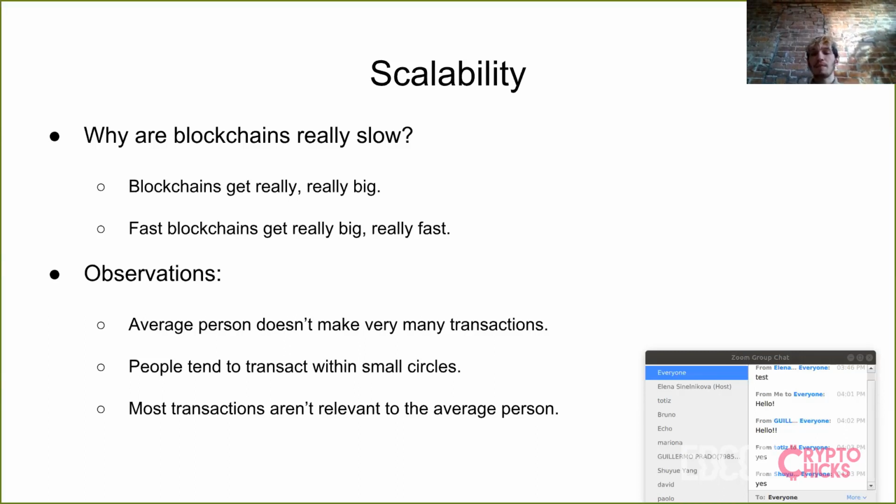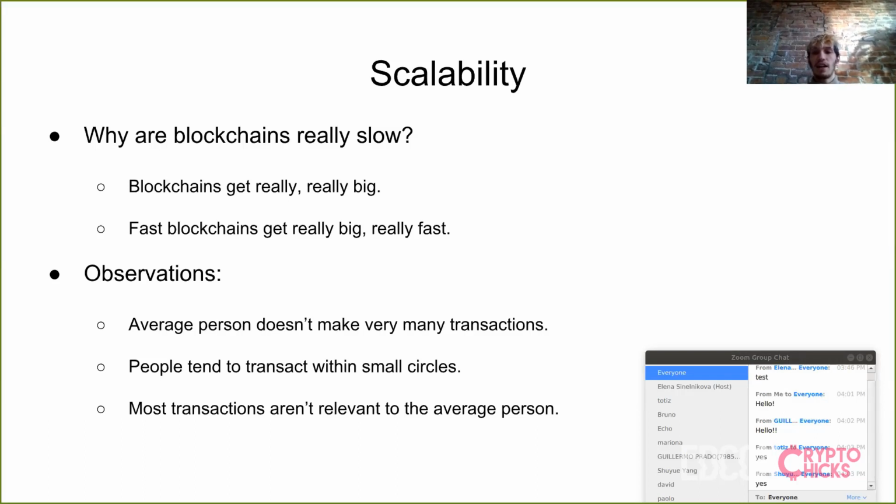But the average person doesn't make a lot of transactions, and people tend to transact within these small circles, right? If I'm in my neighborhood, there's a few places that I'm typically going to be spending my money, and it's less likely for me to be spending my money in some other city unless I happen to be there.